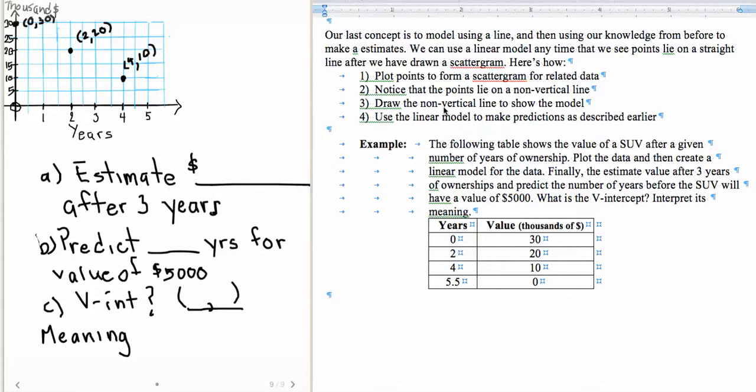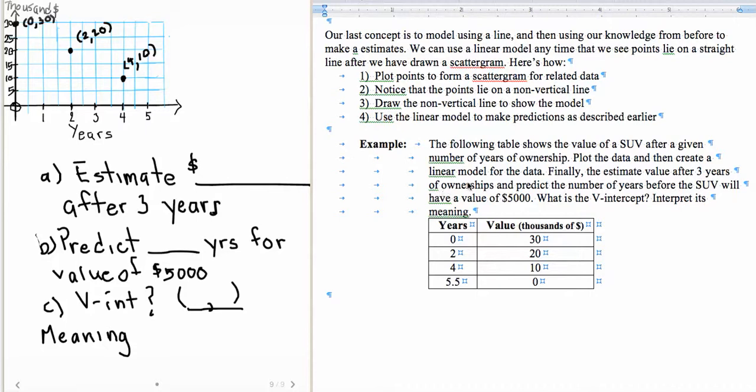Then you're going to notice that the points lie on a non-vertical line. You're going to draw that non-vertical line to show the model, and then you're going to use the linear model to make predictions as we described earlier, or estimates, or find intercepts, whatever it is that you're asked to do. So I have an example here. I've already started, due to time constraints, making that model, lining out everything that I'll need to do over here on the left-hand side on the notepad.